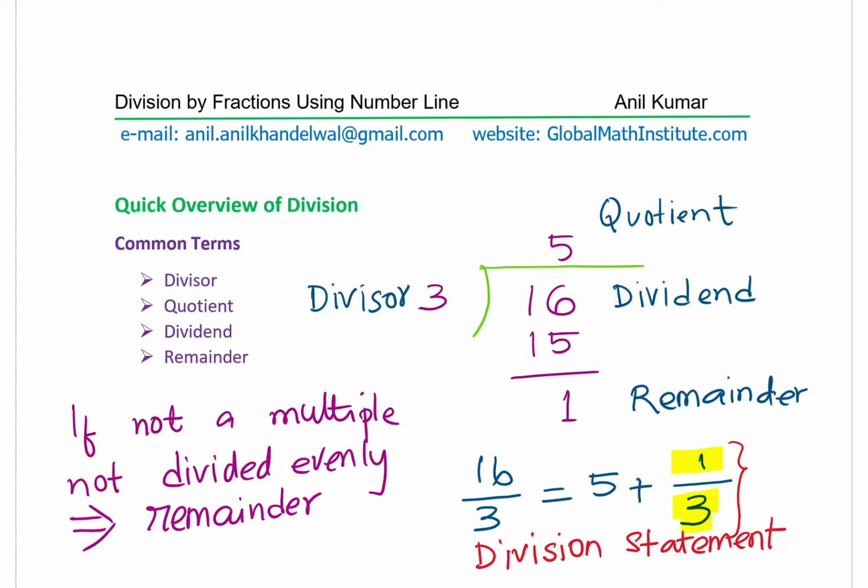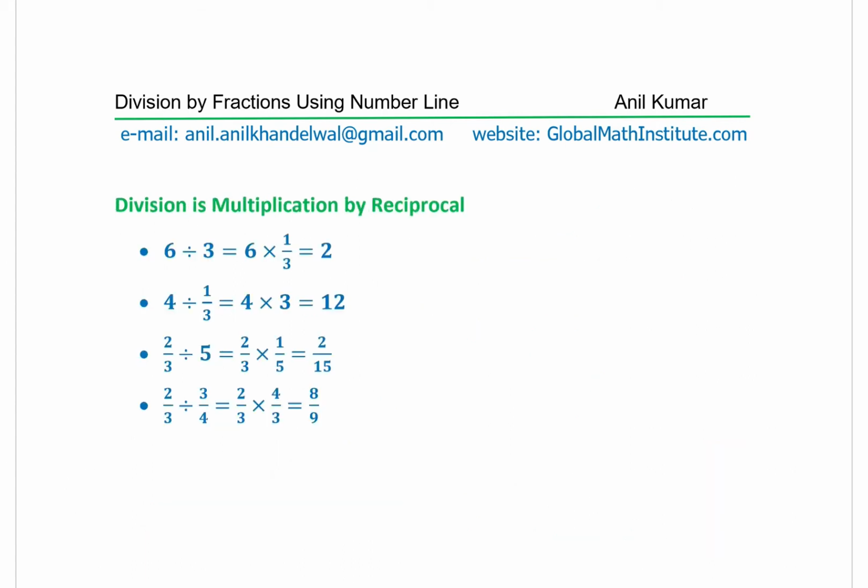Okay, so let's move on and see other concepts of division. Division is multiplication by reciprocal, right? So this is commonly understood, but important concept once again. When we are dividing 6 by 3, it really means you are multiplying 6 by 1 over 3. 1 over 3 is reciprocal of 3, right?